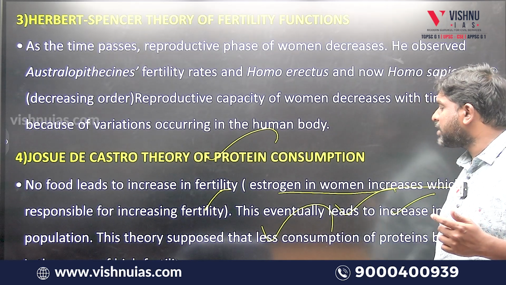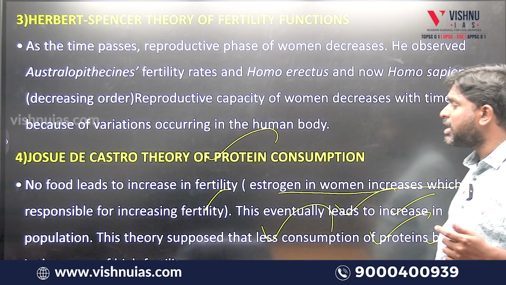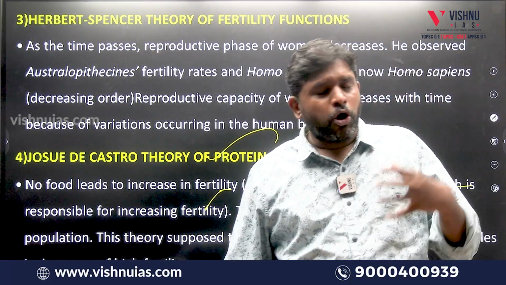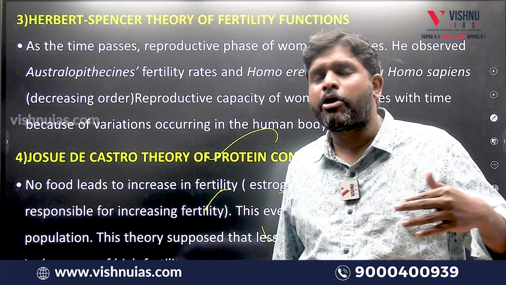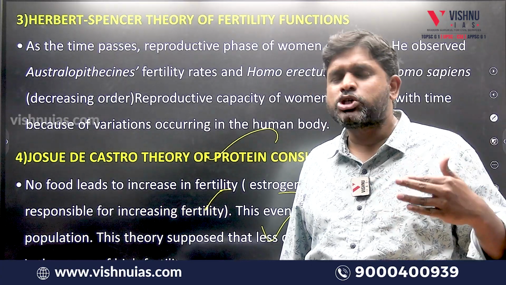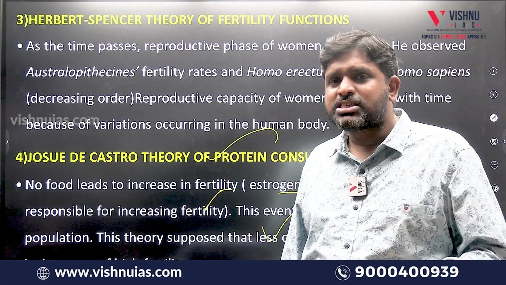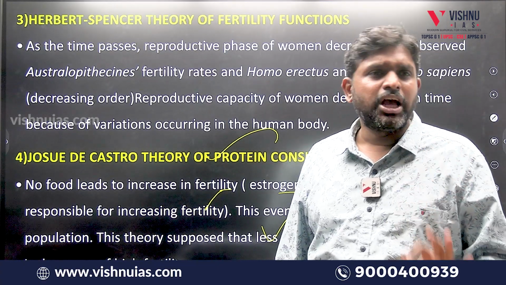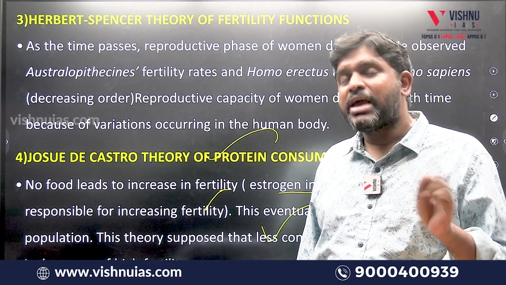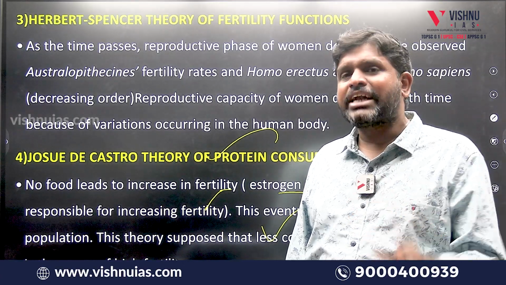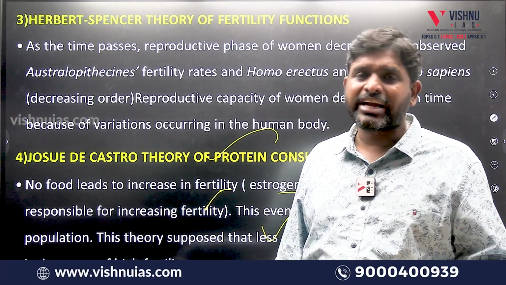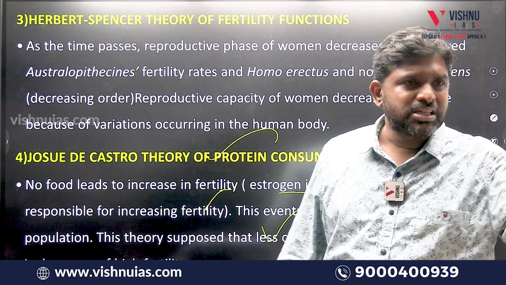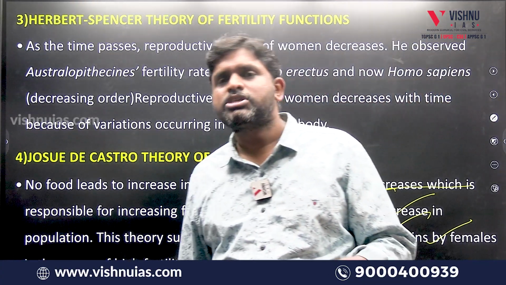This theory supposes that less consumption of proteins by females is the cause of high fertility. When she is consuming less, or fasting for a limited duration, in order to make her sustain, a hormone called estrogen will be released. That estrogen makes her active, but that activeness is also responsible for sexual activity, hence resulting in reproduction and population growth.